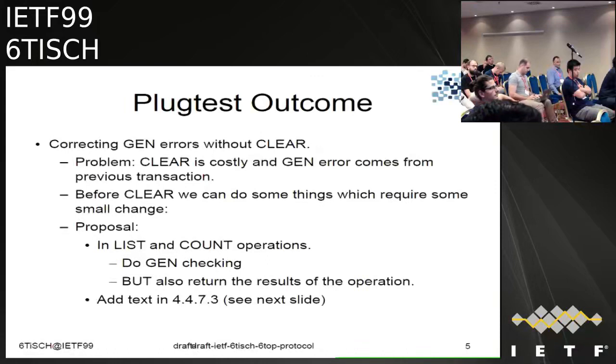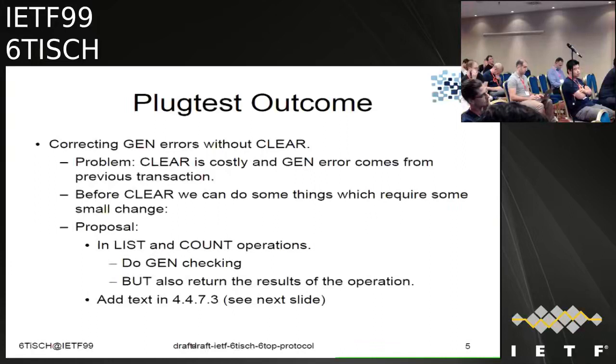detect that. So what we propose to cope with the situation, and this will be policy, so we don't say how, but we enable a policy to correct that problem, is to change a little bit the text on correcting or coping with generation errors, and saying that when we detect this error, you cannot add or delete cells. Well, you cannot add or delete cells, but the list and count operations will still work.